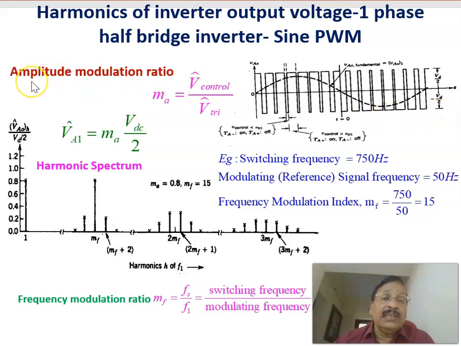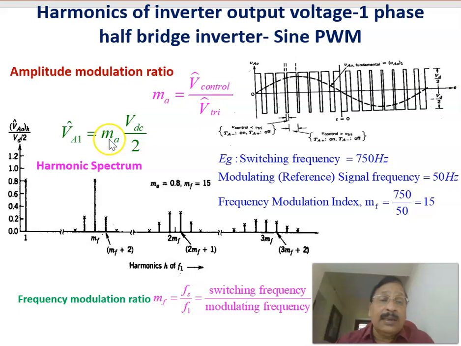As we have seen, the amplitude modulation ratio or index, MA, equals the maximum magnitude of the control or modulating signal voltage divided by the maximum value of the triangular signal. The maximum magnitude of the fundamental is given by this modulation index multiplied by VD by 2. This is equal to plus VD by 2, and this is minus VD by 2. Therefore, by changing the modulation index, we can change the maximum magnitude of the fundamental, and thereby the RMS value of the fundamental.